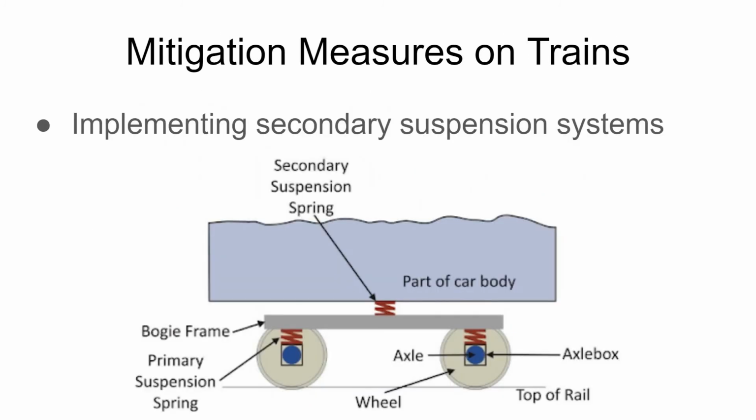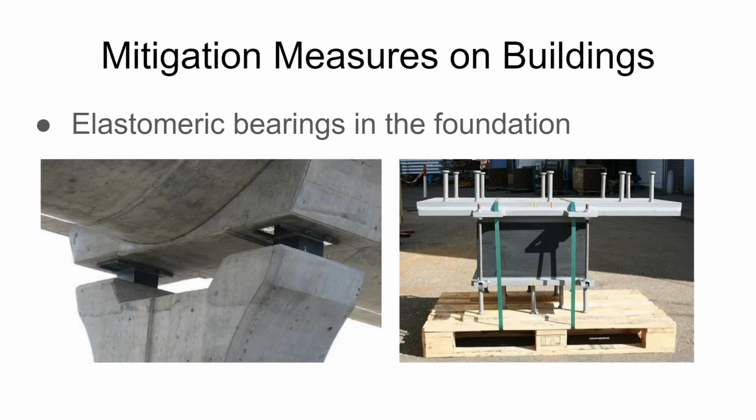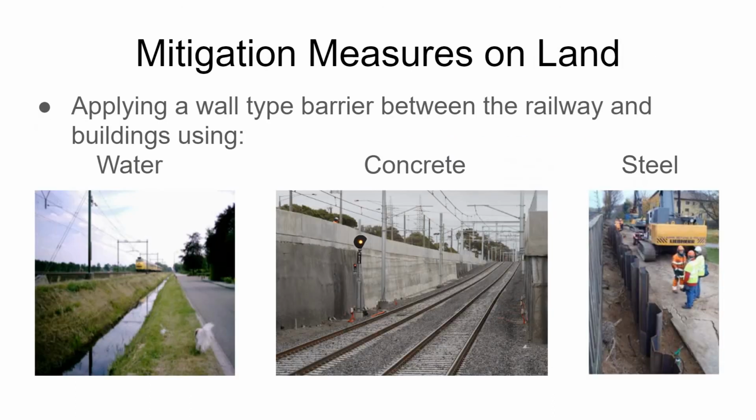Trains equipped with secondary suspension systems also have lower levels of vibration. Secondary suspension systems and wheels must be regularly maintained to ensure minimal vibrations. Applying mitigation measures to existing residential buildings can be very complicated and it won't be effective. Most measures have to be applied to the foundation of these buildings when they are being designed and constructed. The most effective way to reduce the vibrations on the residential buildings is by adding elastomeric bearings in the foundations.